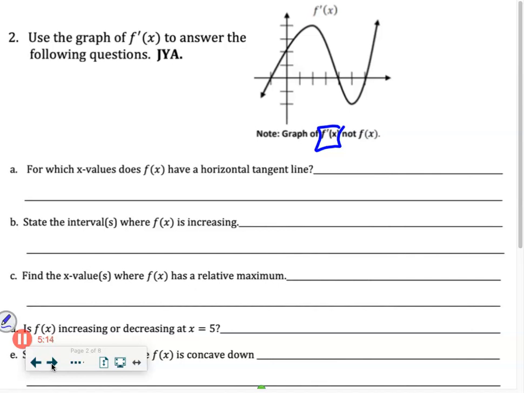-1, 4, and 6. So we have a horizontal tangent line at x equals -1, 4, and 6 because f prime equals 0 at those values. It'd just be easier: f prime of x equals 0 at these values.